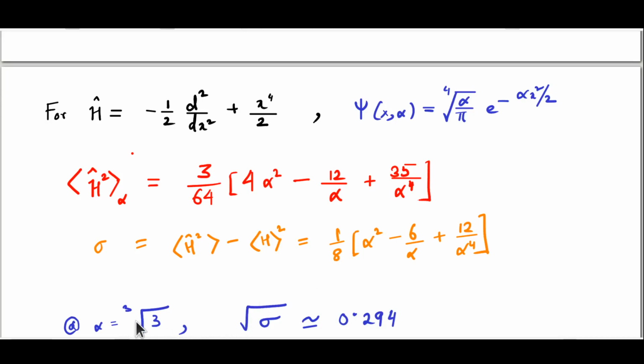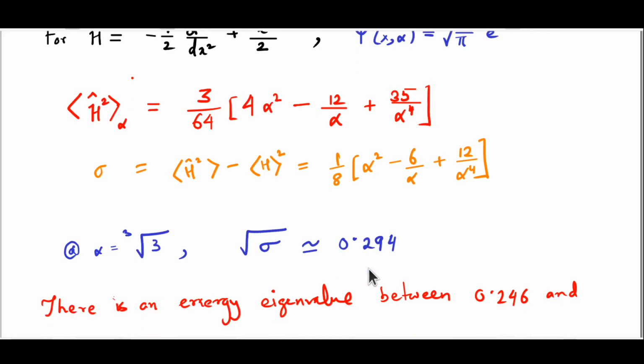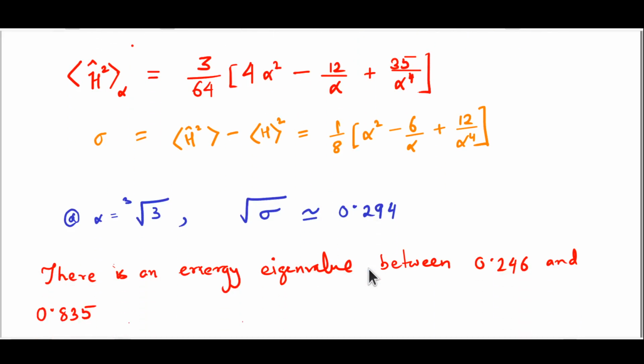Now, at the value of cube root of 3 for alpha, which remember is the one which gives you the best possible estimate for the ground state energy, square root of sigma, when you plug it in here, ends up being around 0.294. So using the fact that we know that there is an energy eigenvalue between curly E psi minus root sigma and curly E psi plus root sigma, this tells us that there is an energy eigenvalue between 0.246 and 0.835.